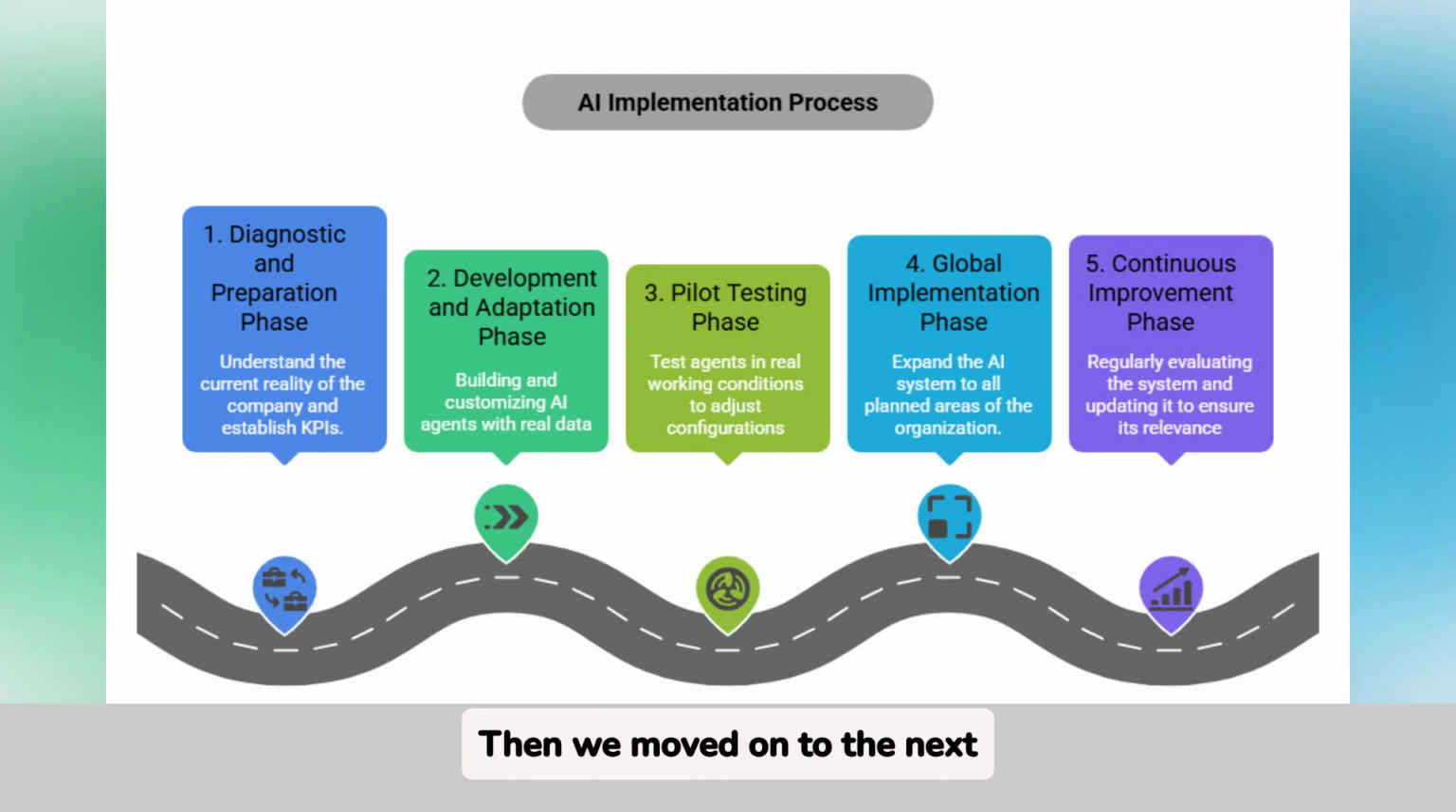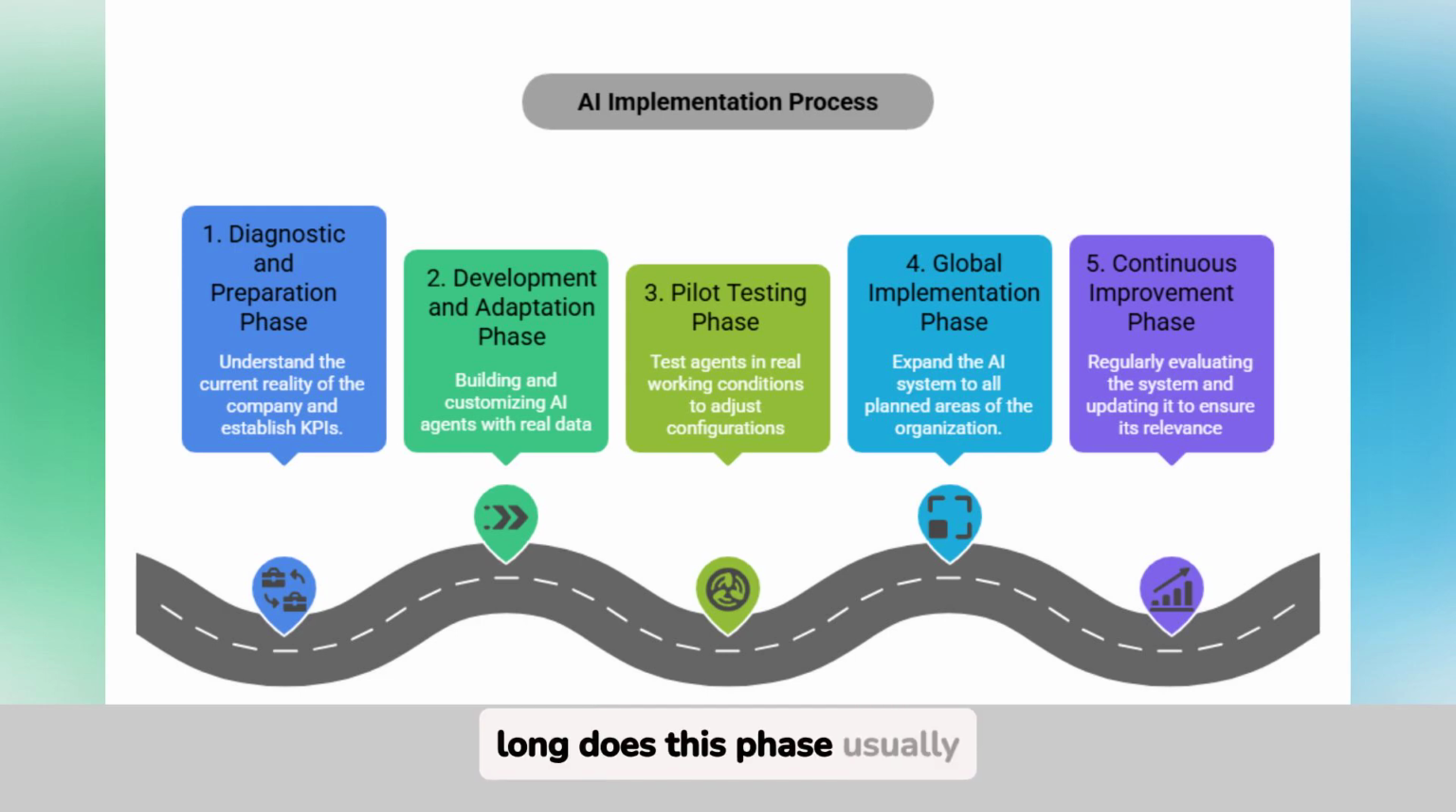Then we move on to the next stage, Phase 3, pilot testing. We select a specific area to start with. It can be a specific type of customer, a geographic area, a specific sales team, or a stage of the sales funnel. The idea is to test the agents in real working conditions, in small, but without simulations. This allows us to adjust their configurations, improve responses, refine business rules, and validate that the results they deliver are useful, understandable, and actionable. I think that's very wise.